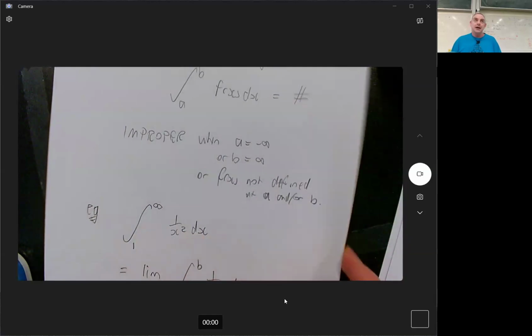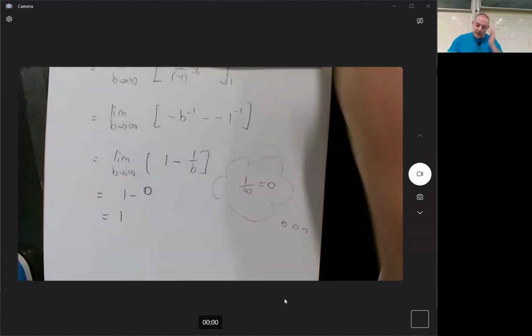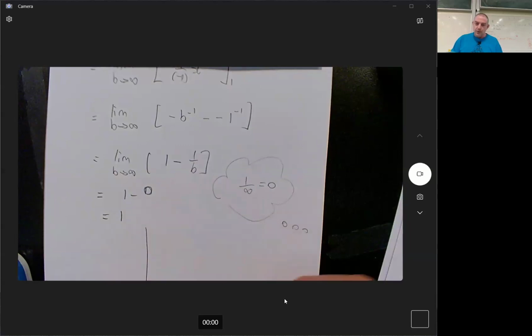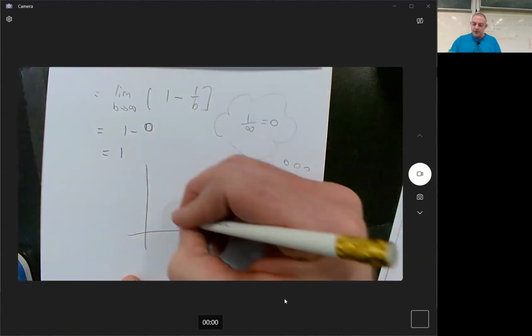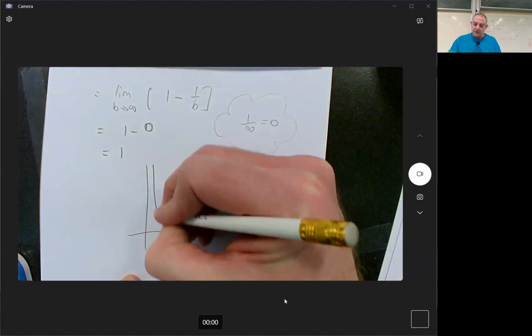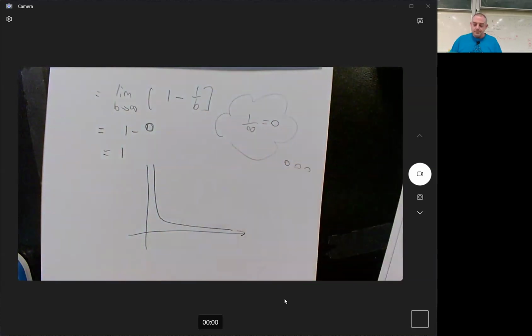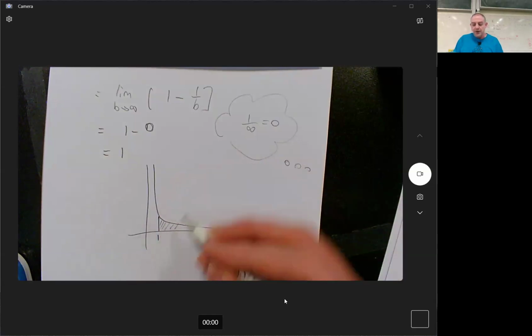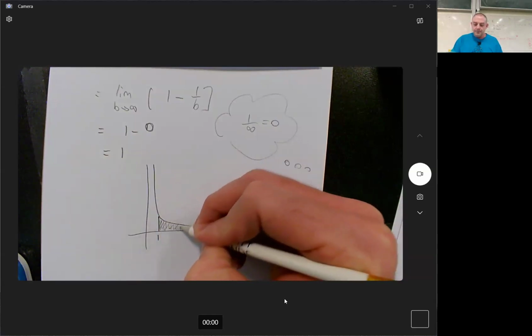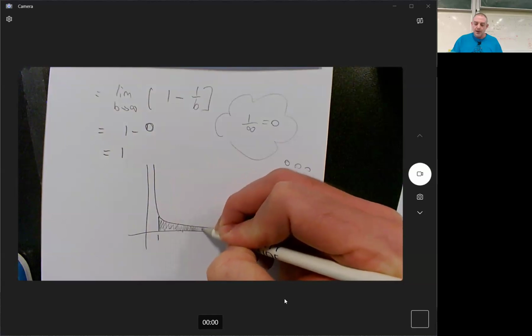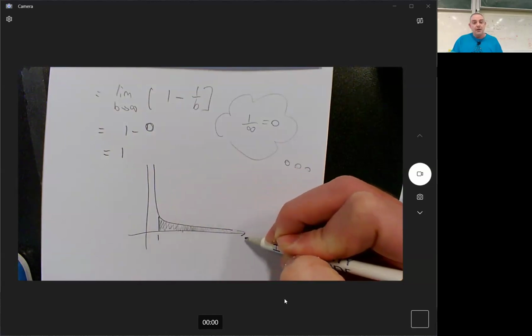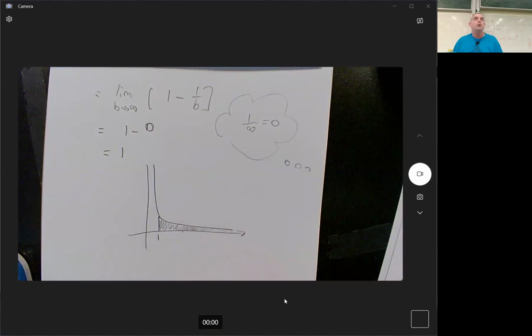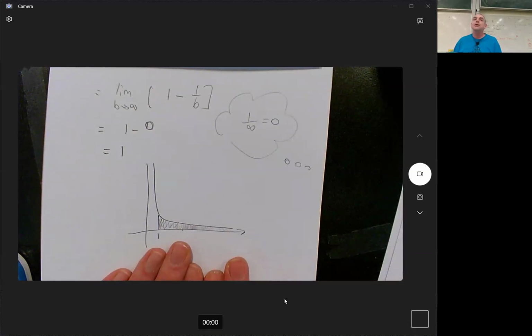This integral is 1. And, you know, I really should have right at the beginning thought about this. 1 over x squared, 1 over x looks like that. 1 over x squared just faster. And that's telling me that if I color this in and keep coloring it in forever, then the total amount of ink there, graphite, is 1 unit of area.